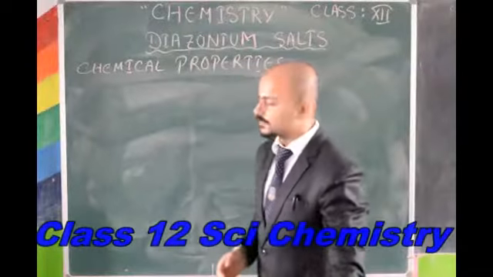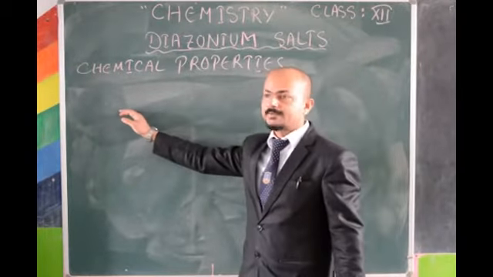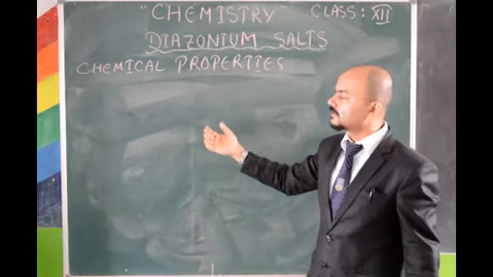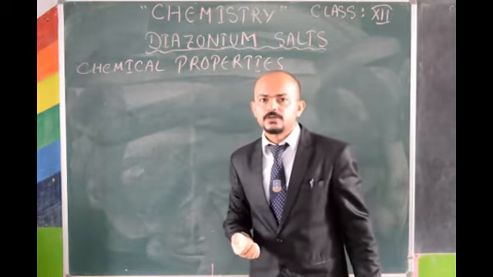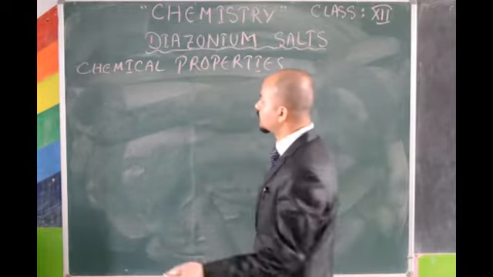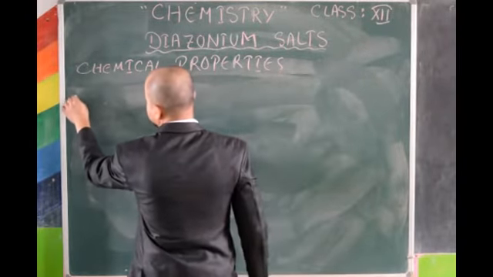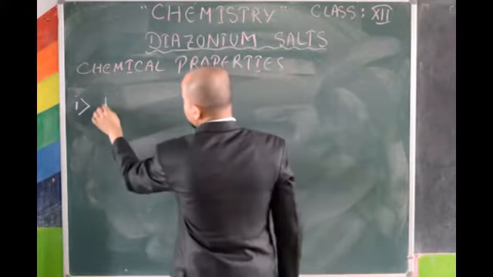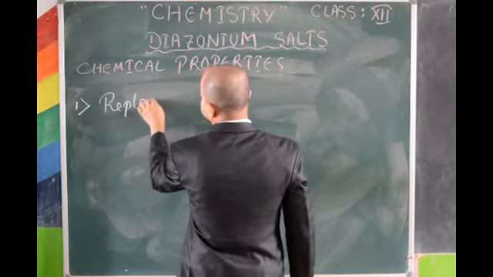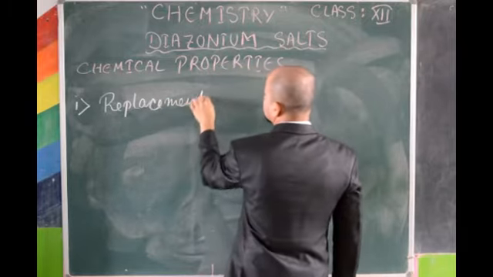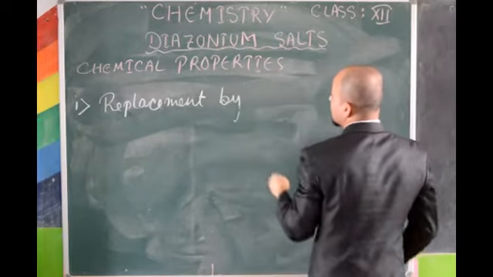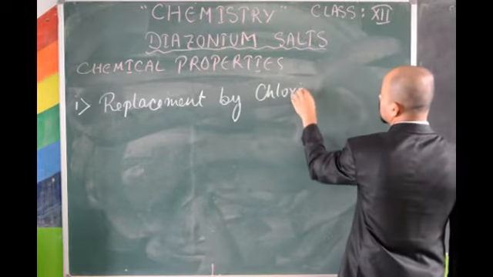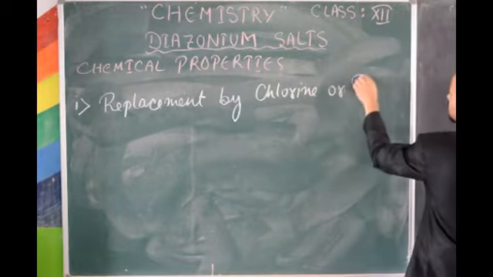Hello students. So today we will be continuing with the chemical properties of diazonium salts, and in particular we are discussing benzene diazonium chloride. So today we will be discussing replacement by chlorine or bromine, and this is the continuation from the previous video.